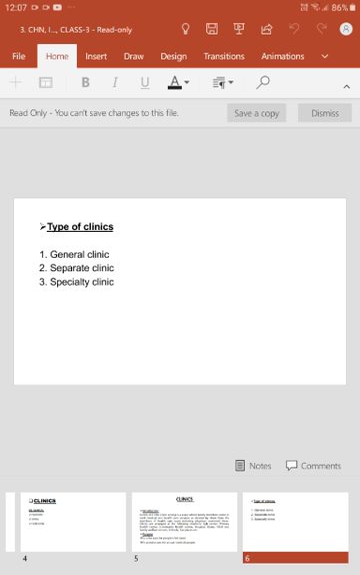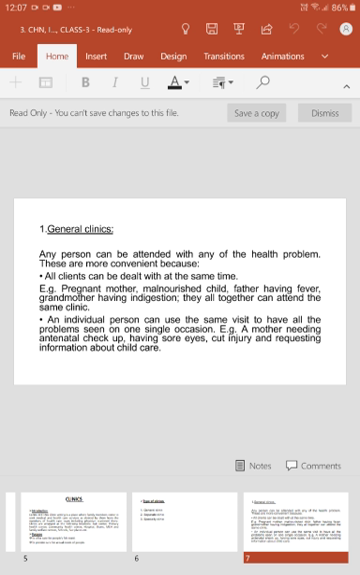If you have any problem with the teeth, we can go to the dental clinic. So there will be some separate clinics also. And specialty clinics are maybe cancer centers, diabetic centers, then TB centers. So general means any person who can attend with any health problem. Any type of disease condition, they can approach a clinic.